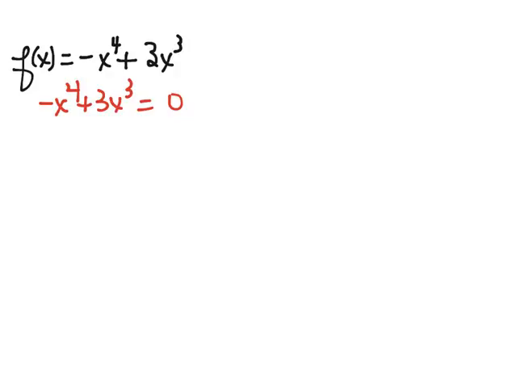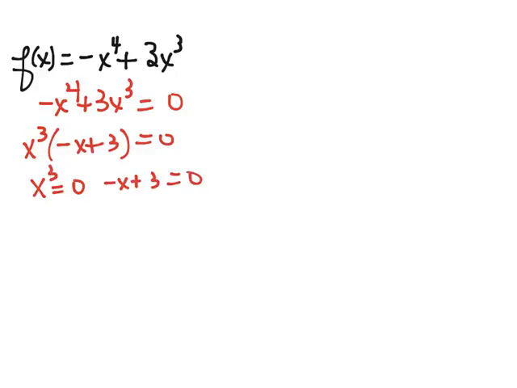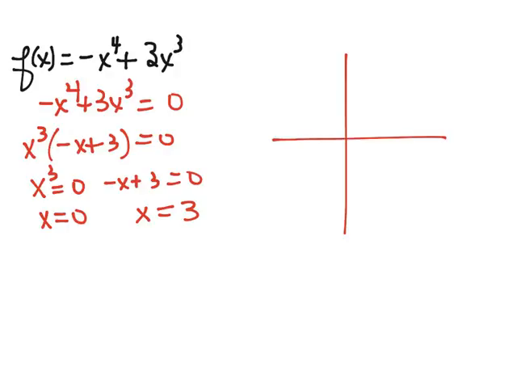Always try to factor out common factors, so both terms have an x cubed. If we factor that out, then we'll be left with negative x plus 3. Set each factor equal to 0. And we'll get x equals 3 or x is equal to 0. Alright, so if we go over here to our graph, we know we're going to have a 0 at 0, and we're going to have a 0 at 3.